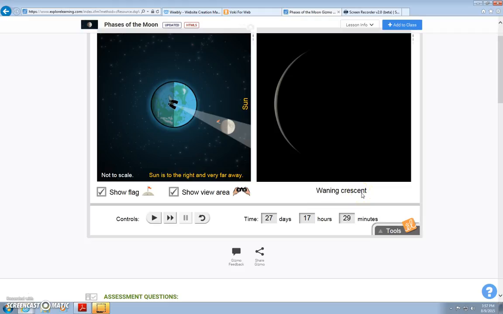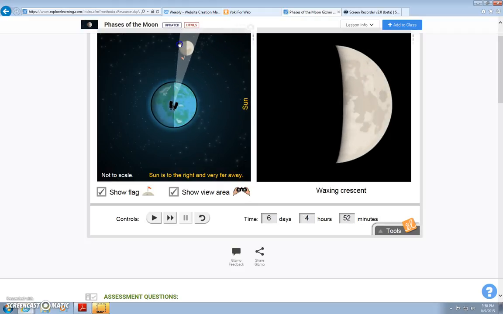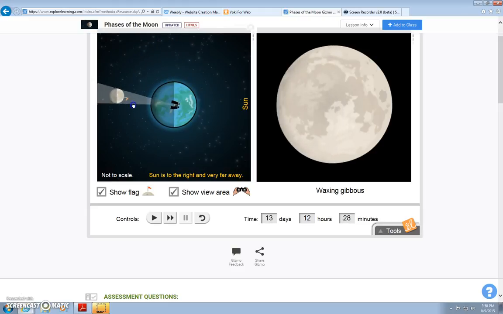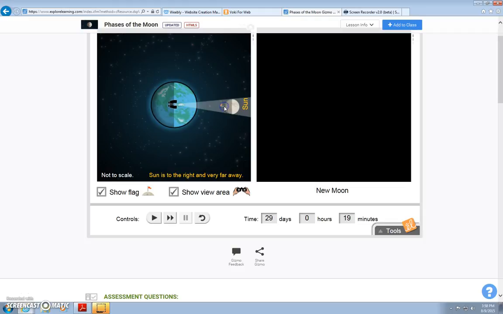So we can use these observations to think about what's a crescent and what does waning mean? Last, we can note that it takes about 29 days for the moon to orbit entirely around the Earth. And then we can also look at all of our observations too.